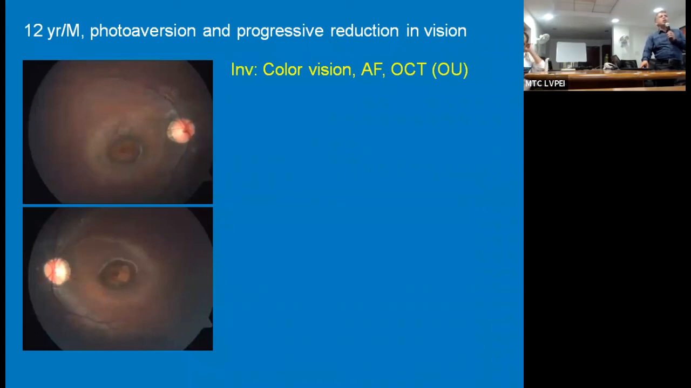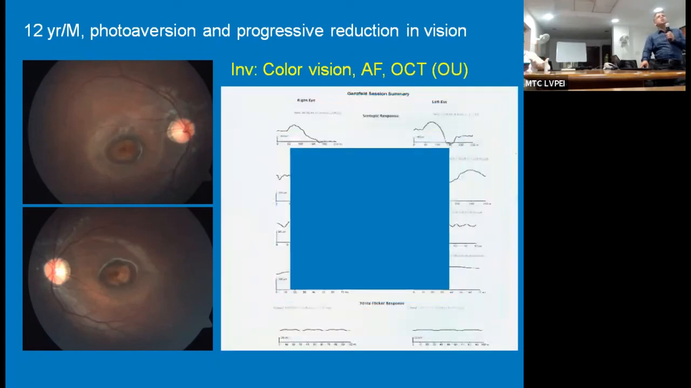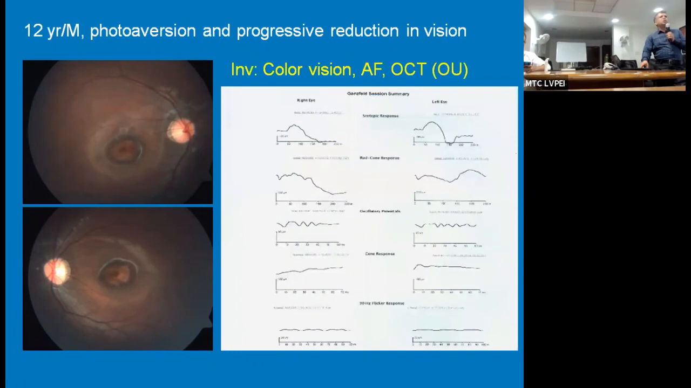12-year-old male, photoaversion, progressive reduction in vision, bilaterally symmetrical, more or less round hypopigmented patch at the macula. Mostly, you know that with photoaversion, it's a cone dystrophy. Now the corroborative finding would be defective color vision, like few plates the boy would be able to read. OCT would show photoreceptor loss.